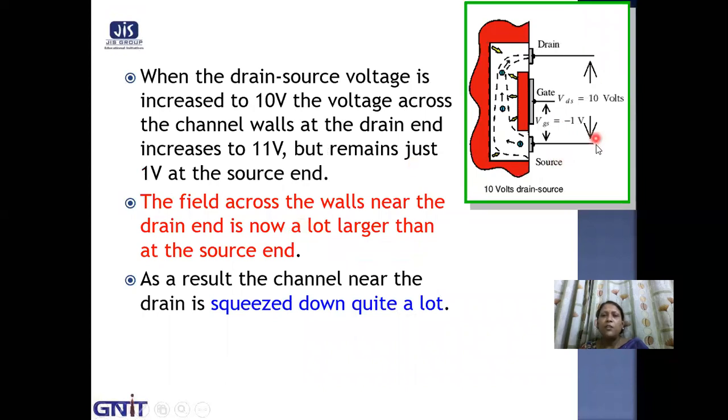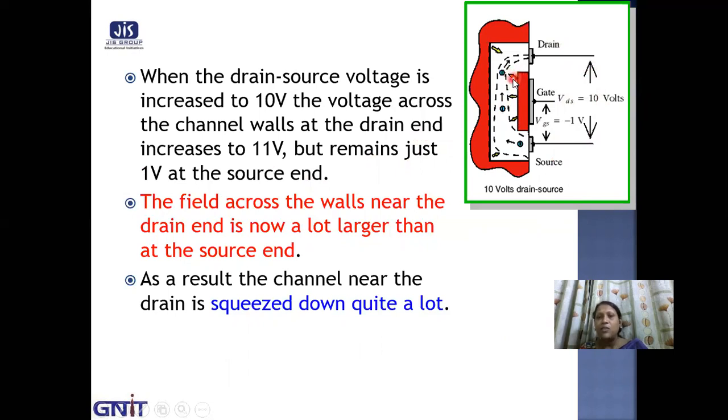So, if this voltage VDS is increased to 10 volt, what will happen? Actually, the voltage across the channel walls at the drain increases to 11 volt because 10 minus of minus 1 means 11 volt, but remains just 1 volt at the source end. So this junction, the drain region, is much more reverse biased than the source region or the source end. As a result, the channel near the drain is squeezed down quite a lot, which we can see clearly in this diagram.